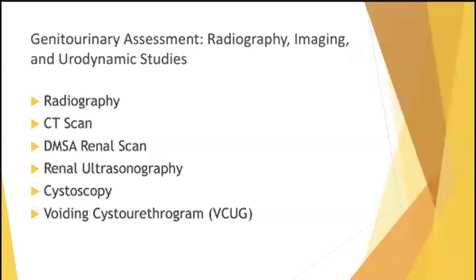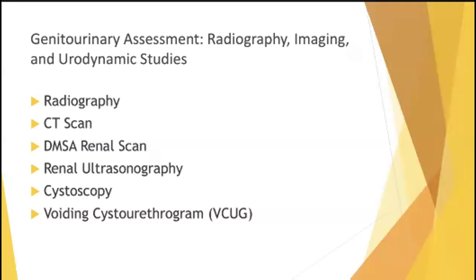So these are going to be imaging and tests that we can do to further assess that GU. We can do just standard x-rays that will provide us those abdominal structures. Some people can diagnose kidney stones with an x-ray. CAT scans provide us with a little bit better imaging. They can reveal kidney stones, renal tumors.